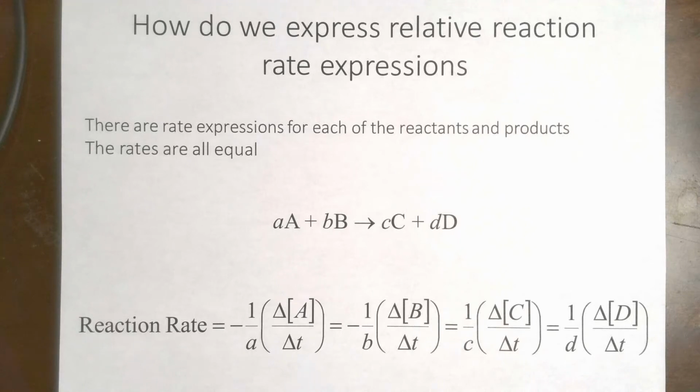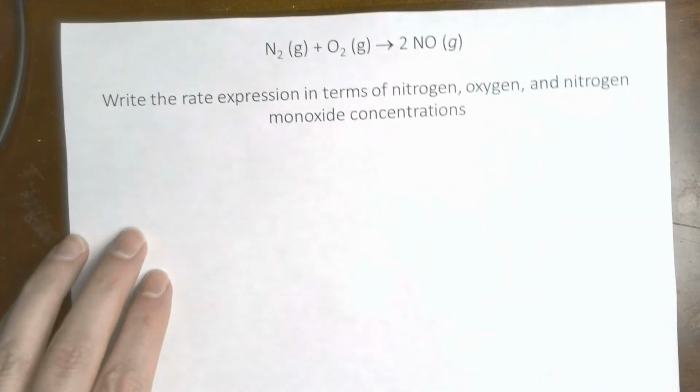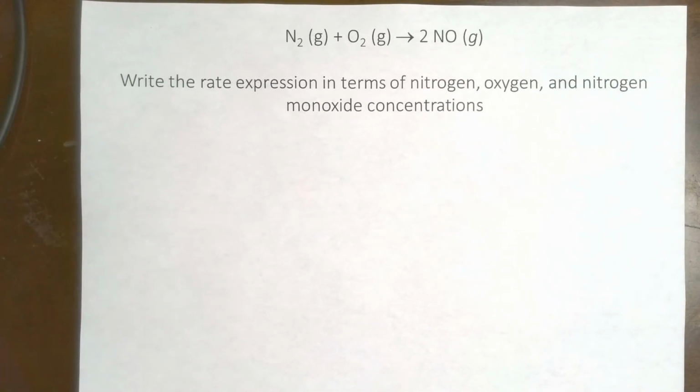All right, so rate calculations. Looking at the ones that we saw in the video, remember our first step was we need to go through and figure out how to write these reaction rate expressions based on the balanced chemical equation. We're going to start with a problem just like that, where we have a balanced chemical equation, a reaction between nitrogen gas and oxygen gas to produce two molecules of NO. We're going to write the rate expression in terms of all three: nitrogen, oxygen, and nitrogen monoxide.